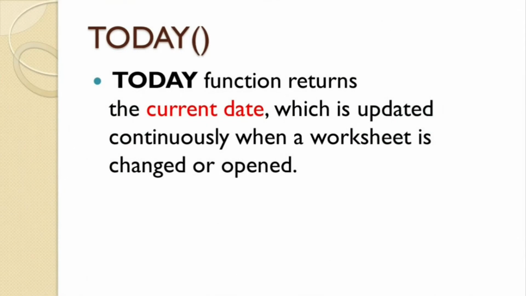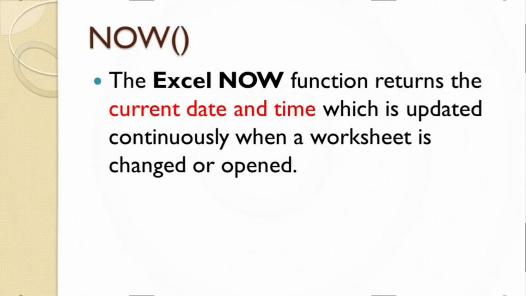Next is today function. Today function returns the current date, which is updated continuously when a worksheet is changed or opened. Then there is now function. The Excel now function returns the current date and time, which is updated continuously when a worksheet is changed or opened.